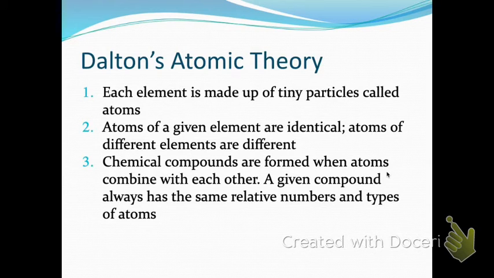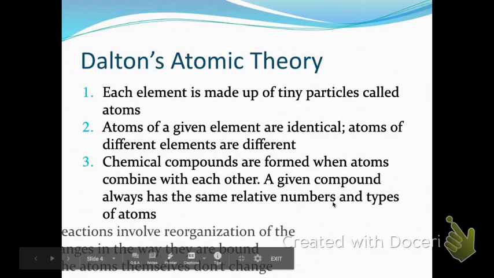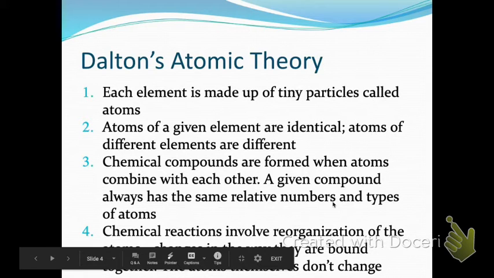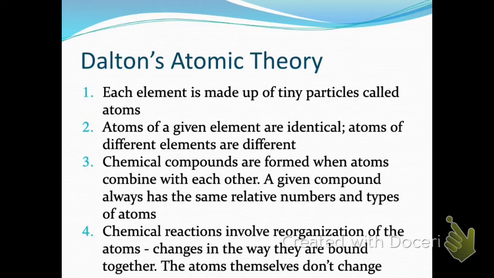Third point he said is that chemical compounds are formed when atoms combine. A given compound always has the same relative numbers and types of atoms. That is true, right? That's the same as the law of... Definite proportions. Good. The law of definite proportions says when elements make a compound, it's the same every time. Last part of his: chemical reactions involve reorganization. They change the way they're bound together, but the atoms themselves don't change, which is true.